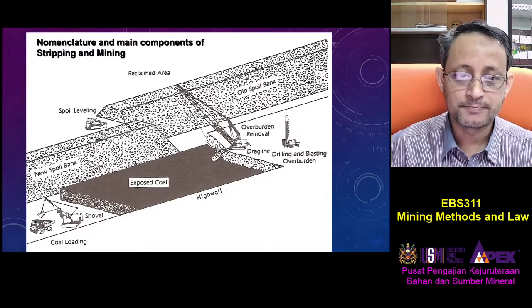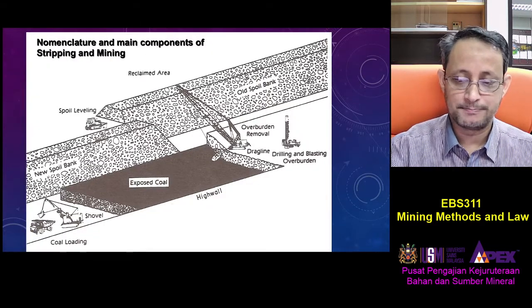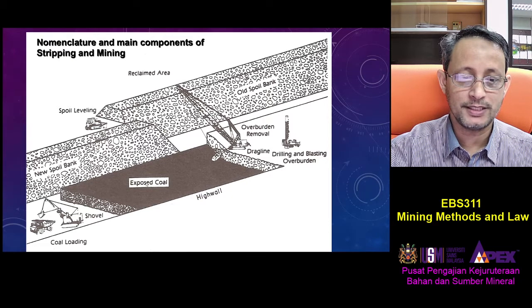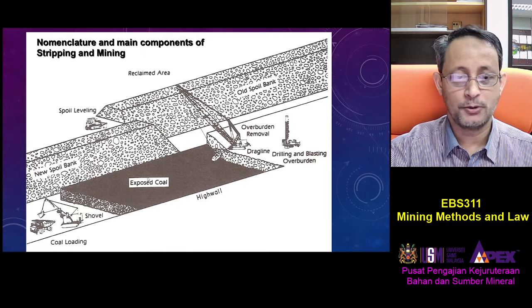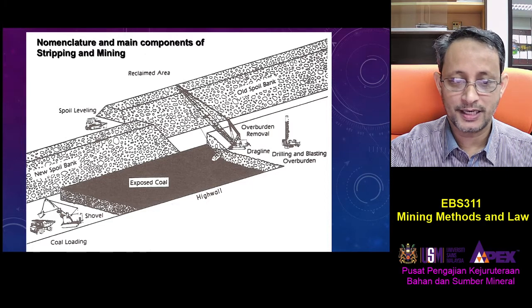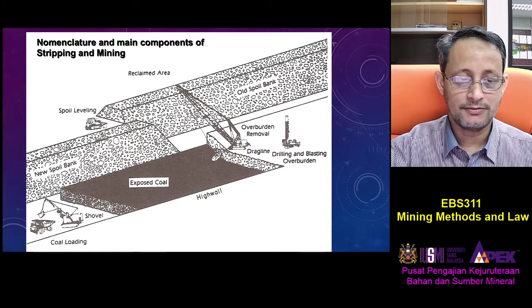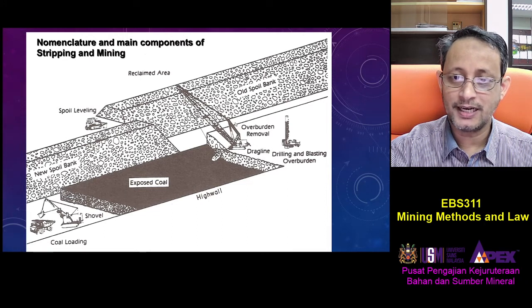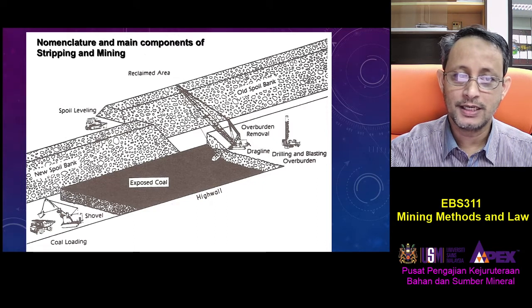Okay, these are the things that I discussed earlier. You can see from this that you have exposed coal, so these are being shoveled out. But you can see that the dragline here is doing the overburden removal. So this dragline with this bucket here excavates there and then it is put onto the new bank of spoil here.